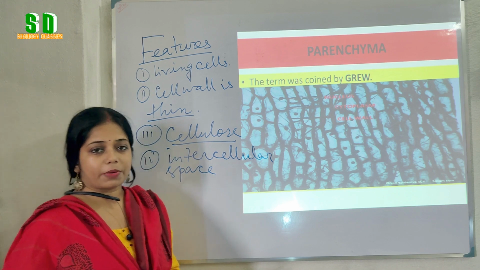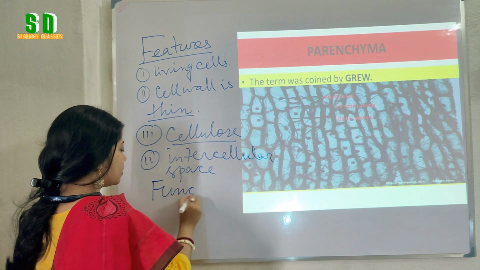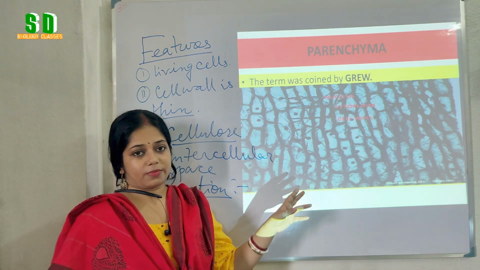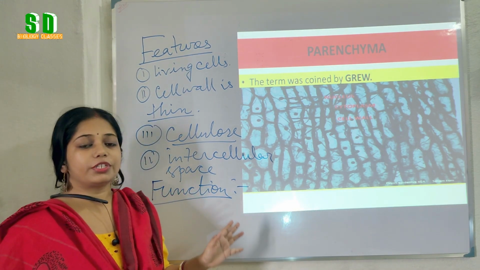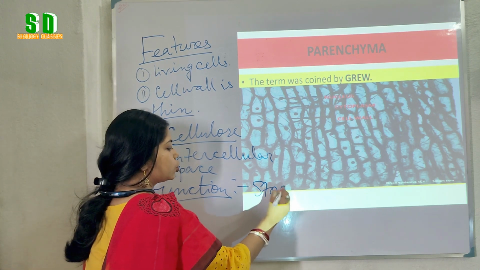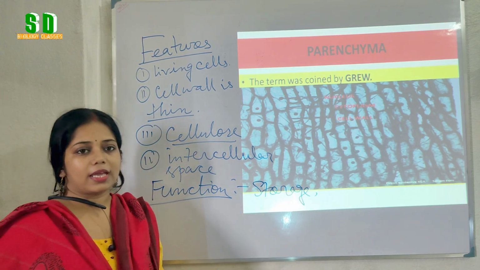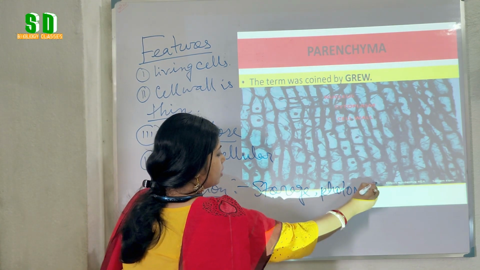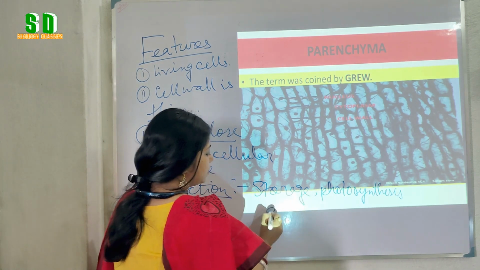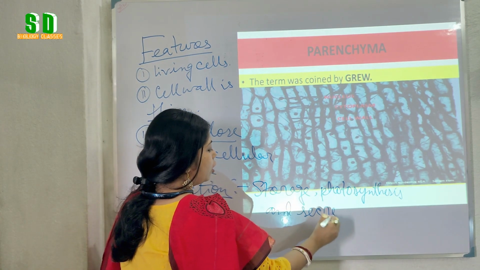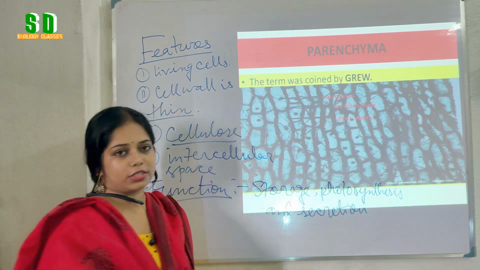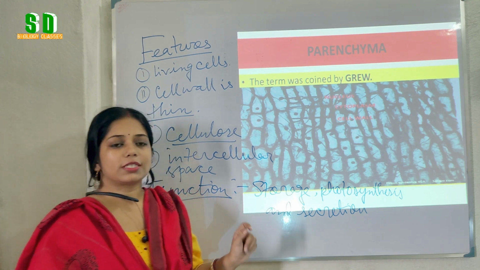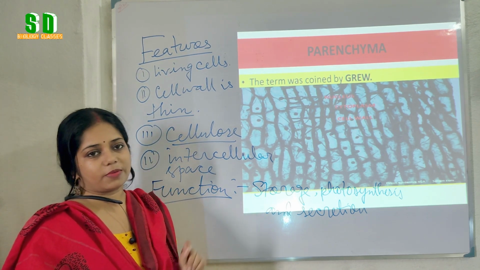Now, what is the function of the parenchymatous tissue? The main function of parenchymatous tissue is the storage of different substances. It also helps in photosynthesis, and also helps in secretion of some substances like mucilage. So these are the basic functions of the parenchymatous tissues.